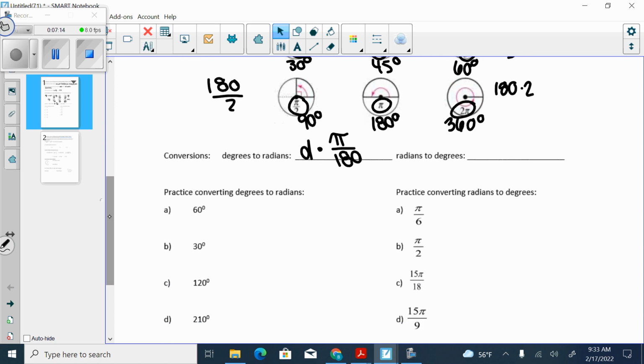Okay, and if you want to convert from radians to degrees, which is what we were doing up here for these problems, we multiplied it by 180 and divided it by however many sections per pi we had, right? So we'll just use theta to represent our radians. Okay, so you would have your radians times 180 over your units of pi.